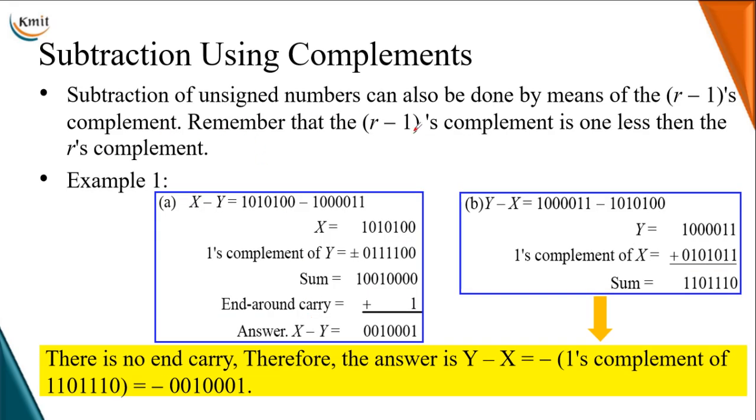If you prefer the ones complement, or diminished radix complement, then I need to obtain the ones complement of your subtrahend.